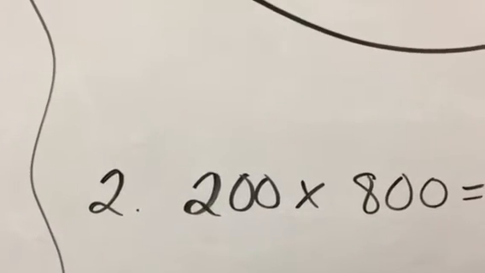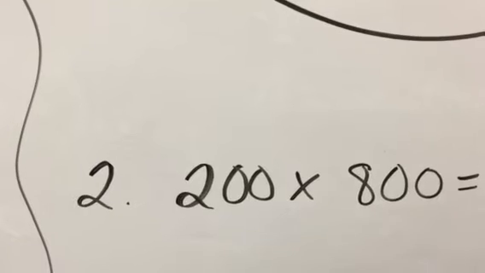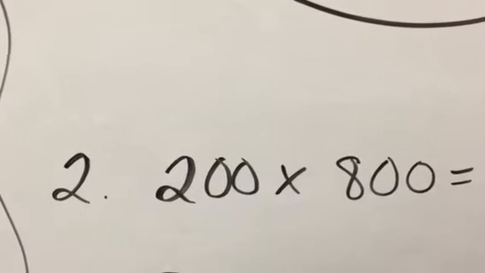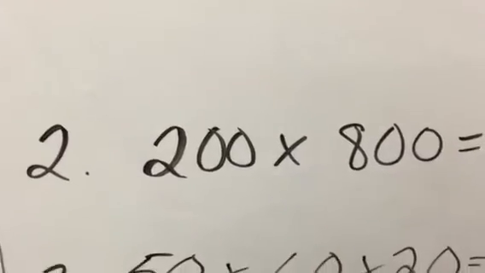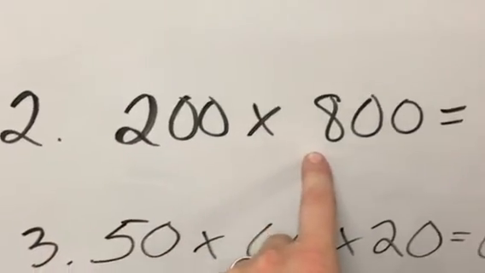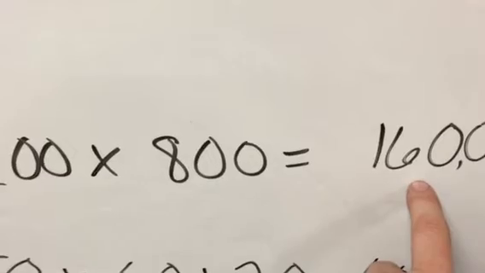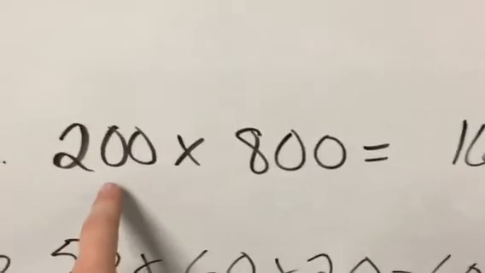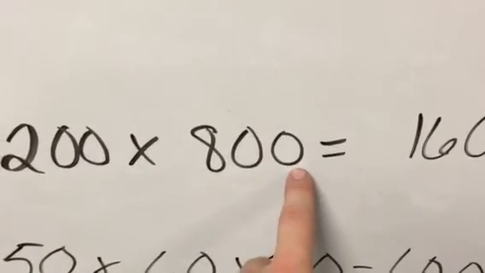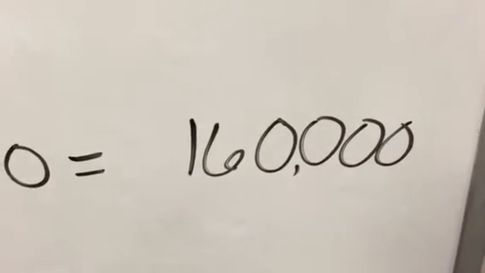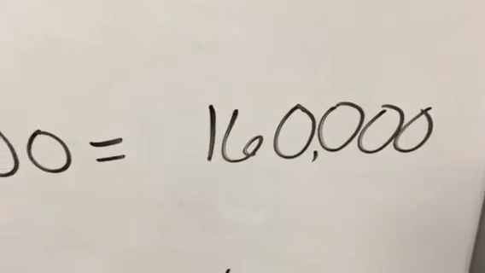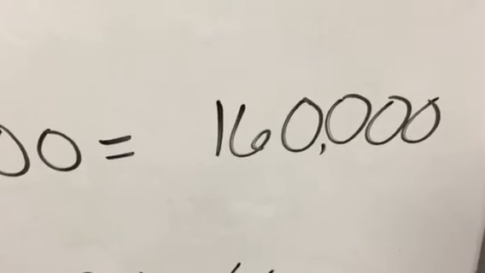200 times 800. See if you can get this. Pause the video. You're right. 2 times 8 gives me 16. So I get 16. And then I have 1, 2, 3, 4 zeros. So I add 1, 2, 3, 4 zeros. And I make sure I put the comma in the right spot. And I get 160,000.